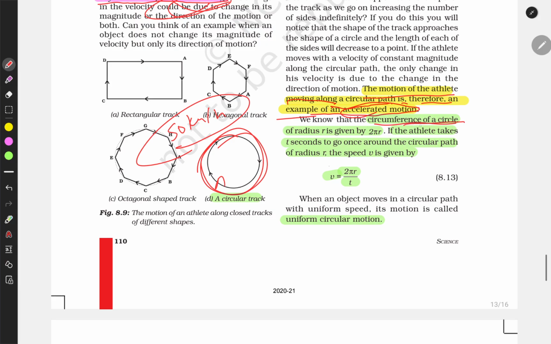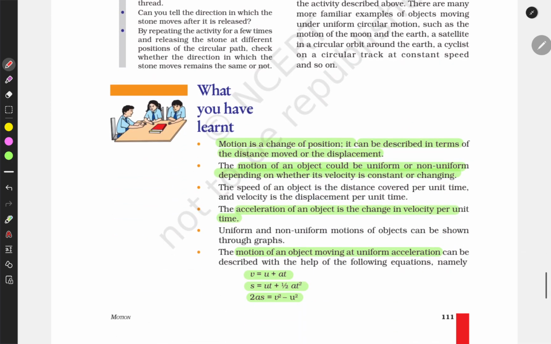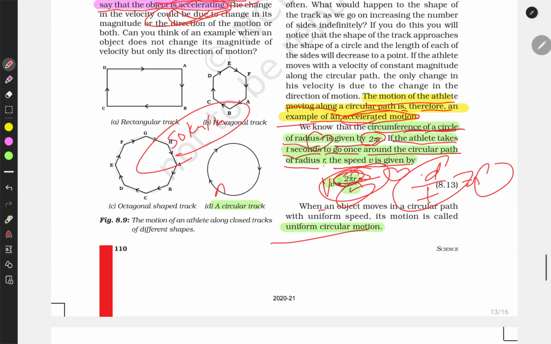We know that the circumference of a circle of radius r is given by 2πr. If an athlete takes t seconds to go once around the circular path of radius r, the speed v is given by this. The speed v will be 2πr, which is the circumference, divided by the time taken. 2πr is simply the distance, and this is the time taken. This comes to the speed. Uniform circular motion: when an object moves in a circular path with a uniform speed, it is called uniform circular motion.